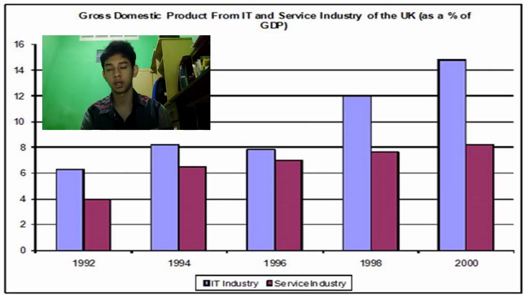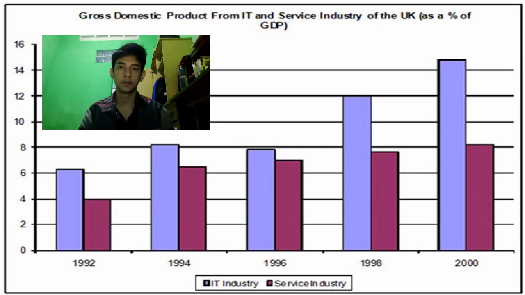Next is the last image, or the third, that I chose, which is about the diagram. The bar chart illustrates the rate of gross domestic product earned from the IT and service industry in the UK over a period of 18 years between 1992 and 2000. Units are measured in percent.